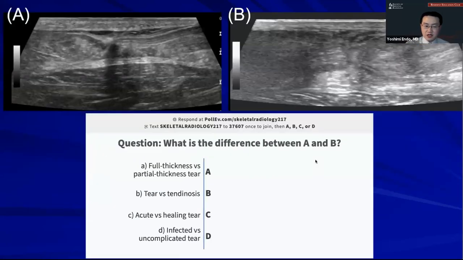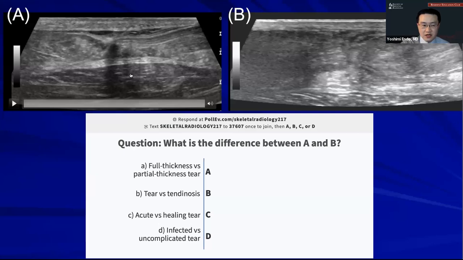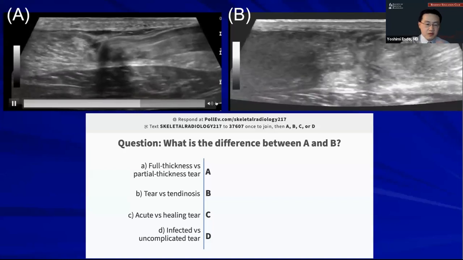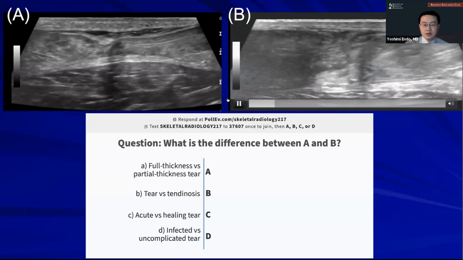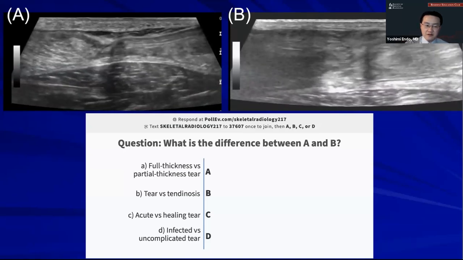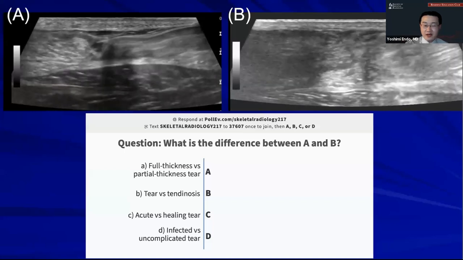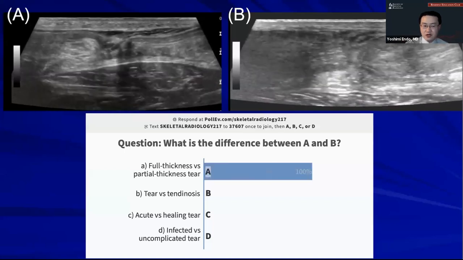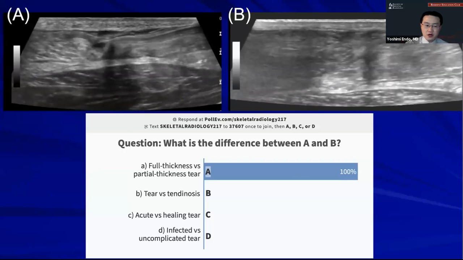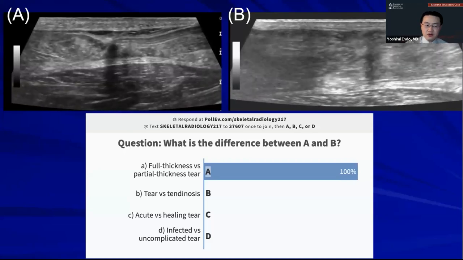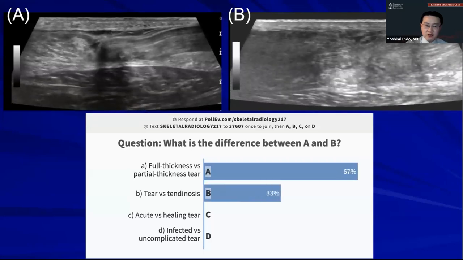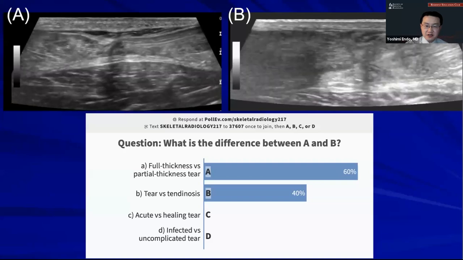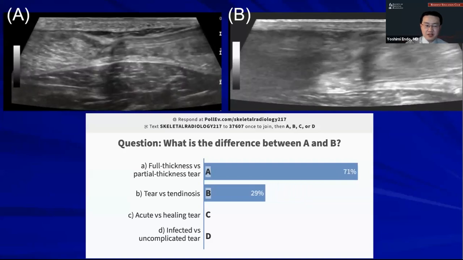My next question is another audience response question. I'll show you two video clips of two different patients with Achilles pathology, and the question is, what's the difference between A and B? The Achilles tendon is a plantar flexor of the ankle, so if you want to apply tension, you have to provide an opposite force. If you want to apply tension to the Achilles, you dorsiflex the ankle instead of plantar flexing. You can see that here.